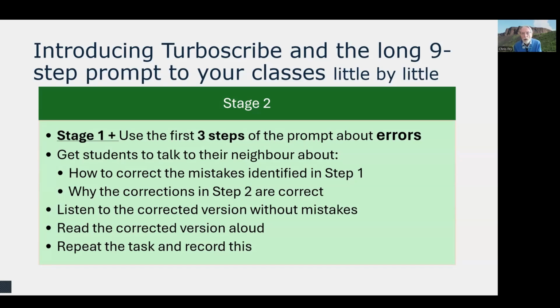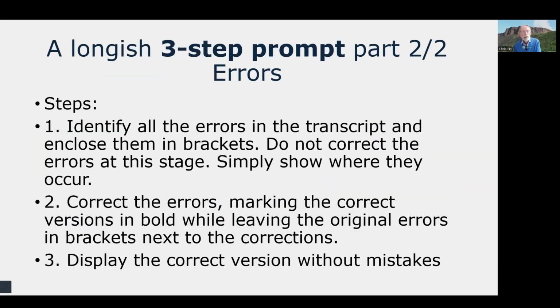Okay. Stage 2, when your students have mastered using TurboScribe, you can move on to introduce some of the 9 steps in the prompt. Use just the first 3 steps, the ones about errors, right? So the 3-step prompt that you could make available to them could be this: identify all the errors, correct the errors, display the correct version without mistakes.